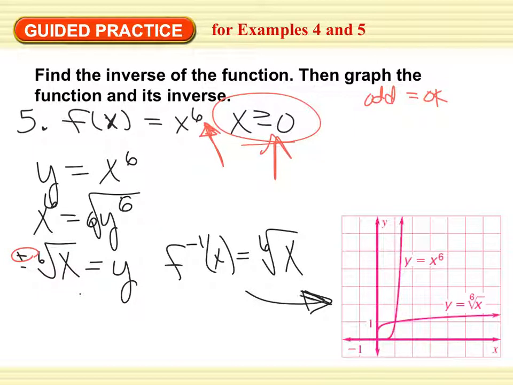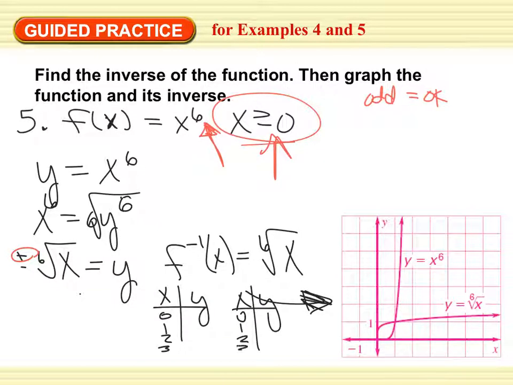And both of them are graphed here, which you can just plot a few x and y points, your t-table, 0, 1, 2, 3, get your values for your y and plot it. So this could be my original, then I can do it again for my inverse, and get our graphs.